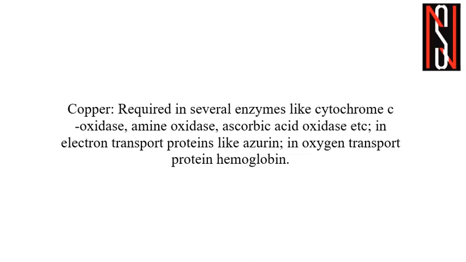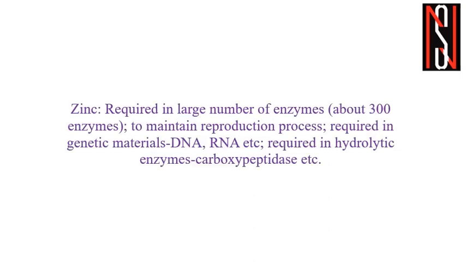We will have to wait for it, but in this class we will only consider the basic roles of these kinds of metal ions. Now coming to zinc, it is required in a large number of enzymes, about 300 enzymes. So zinc is very important to our human body, to the biological system, to the organism. Actually, it is maintaining the reproduction process, and it is very much required in genetic materials like DNA, RNA, etc.